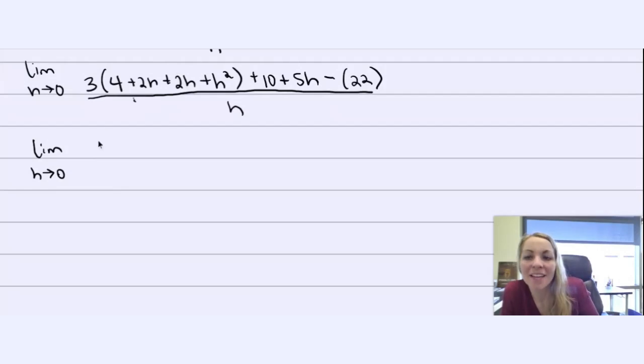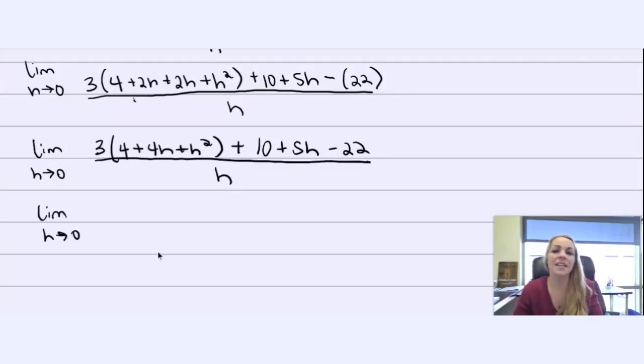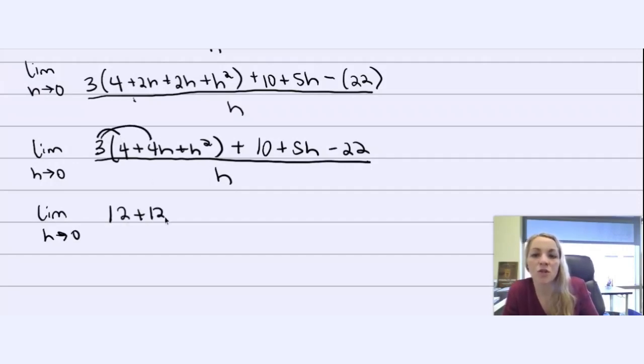I'm going to combine like terms first. So I have 3, and then inside the parentheses I have 4. 2h and 2h can be combined to 4h. Plus, I still have this 10 plus 5h. And now I could just say minus 22 all over h. The last set of parentheses I need to get rid of is this one. So I need to do 3 times 4, which is 12. 3 times 4h, which is 12h. 3 times h squared, which is 3h squared. And I'm just going to write what I have here because nothing has changed.